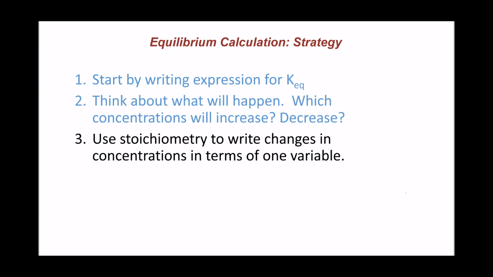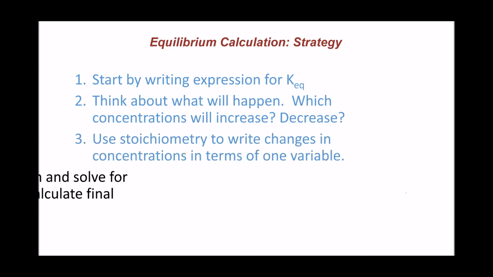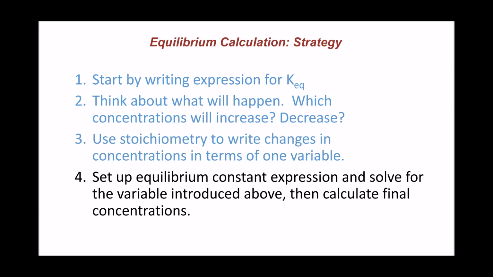And then use the stoichiometry to correlate the change of each substance to the others. So an x amount of a substance will produce an x amount of the product, or 2x amount of the product, based on the molar coefficient of the balanced equation. And you will set up the equilibrium constant expression using the changes that you proposed and solve for the variables that you introduced, and use it to calculate the equilibrium concentrations of different substances.